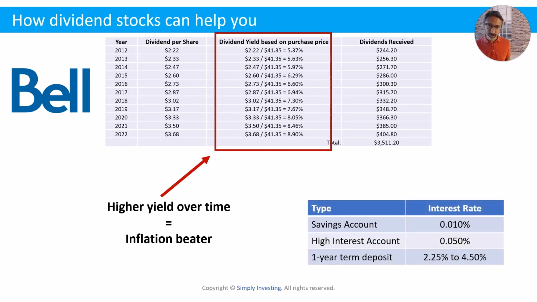For reference, I'm putting the numbers up on the screen again. We just saw these a couple of minutes ago. A savings account is only going to give you 0.01% interest. A high interest savings account is only going to give you 0.05%. And a 1-year term deposit is going to give you anything from 2 to 4% interest, which is much lower than inflation and much lower than what we see with our dividend stocks.